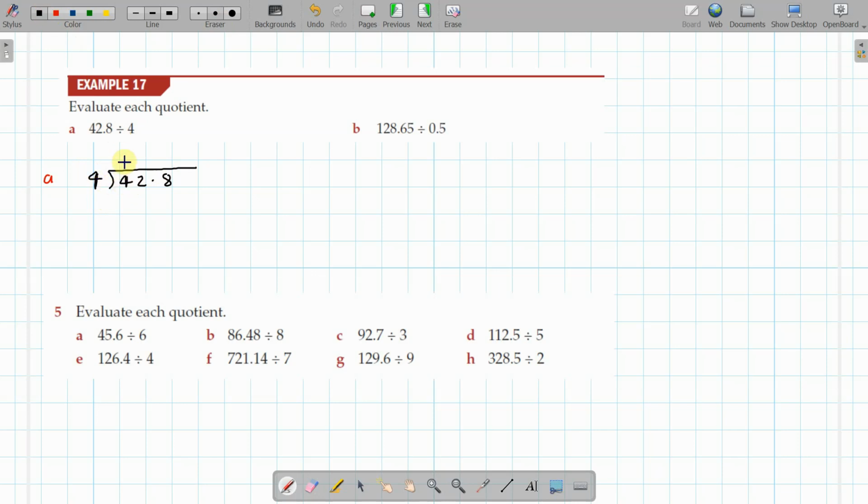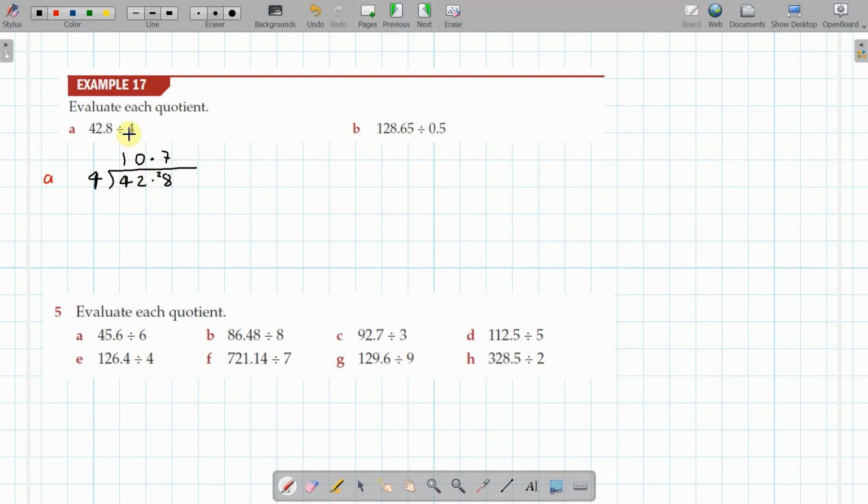So 4 goes into 4 once. 4 into 2 doesn't go. So we're 0, with 2 remainder. And then because the decimal point's there, we put it up there in our answer. 28 is 7. 7 fours are 28. Answer 10.7. So that's how you do dividing by a whole number.